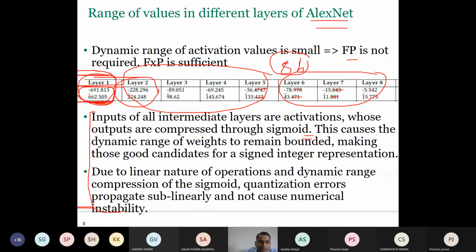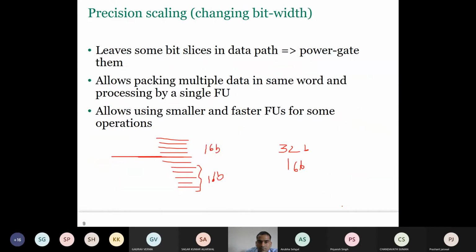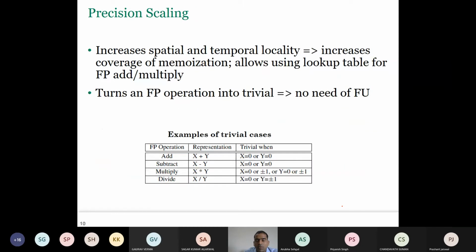Okay, and this lower portion I have not discussed. I will come back to it a little later. So is it clear, everyone? Okay.